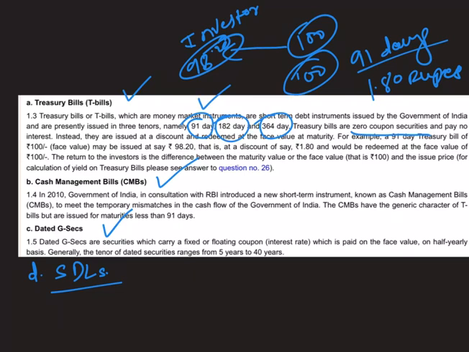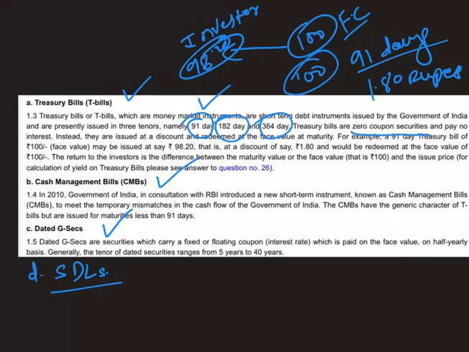The 100 rupees is called the face value of the treasury bill, and 98.20 rupees is called the issue price of the treasury bill. And further we have the cash management bills introduced by the central government in 2010. Please note that even these are short-term instruments which are issued to meet the temporary mismatches in the cash flow of the government of India.